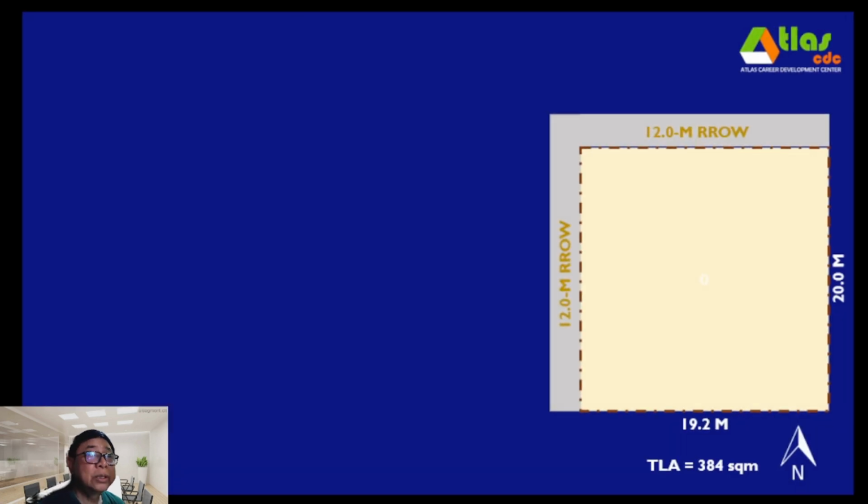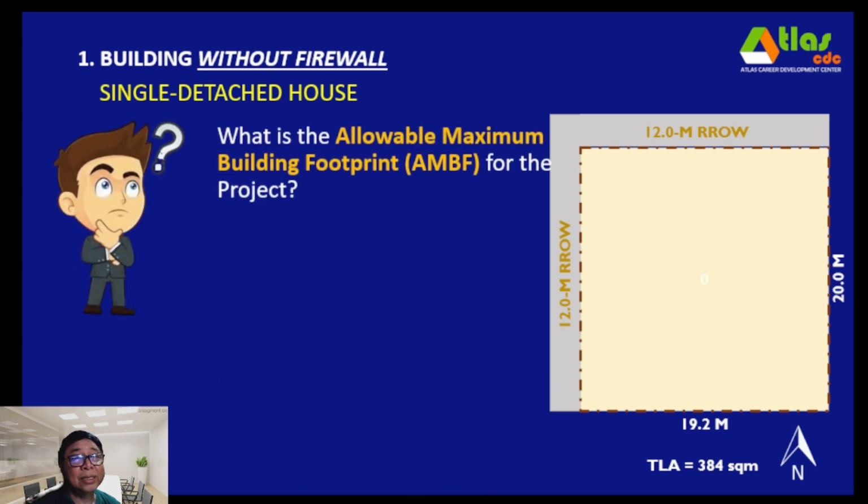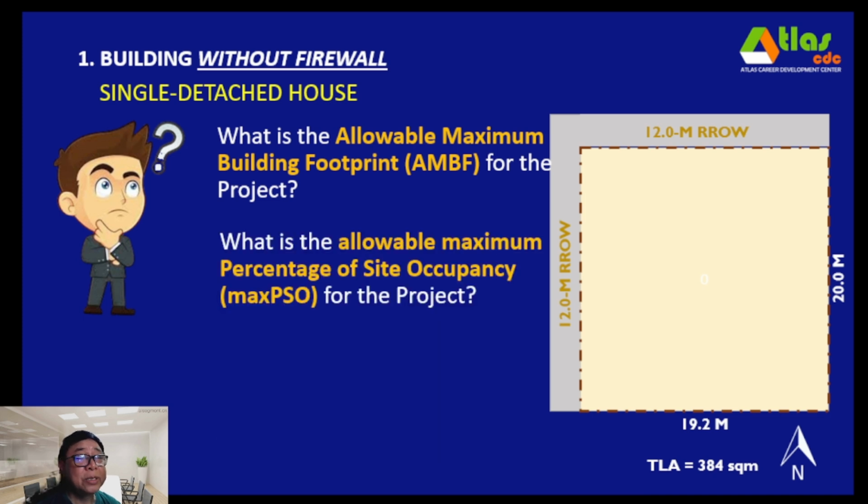So let us first determine the development controls for a building without firewall. So that will be a single detached house on a basic R2 zone. So we are to compute for the allowable maximum building footprint, or AMBF, for the project, as well as we can compute for the allowable maximum percentage of site occupancy, or maximum PSO, for the project for a building without firewall.